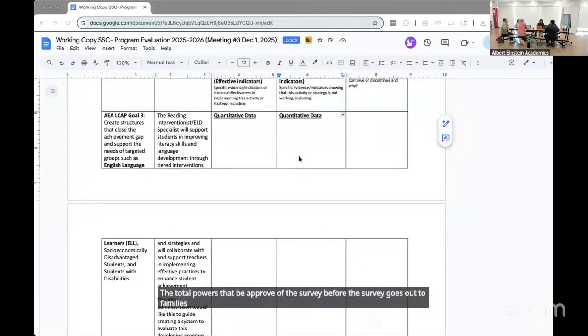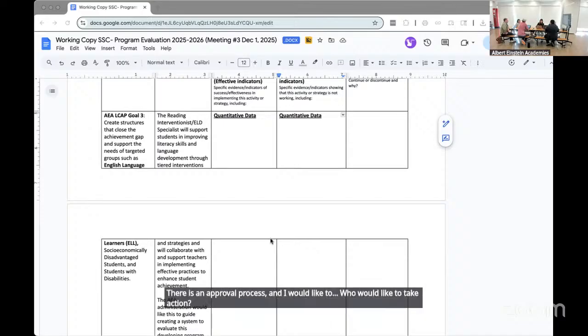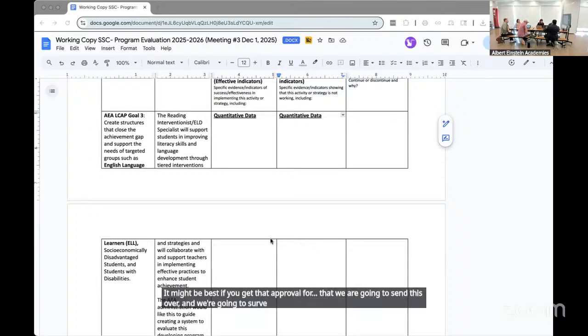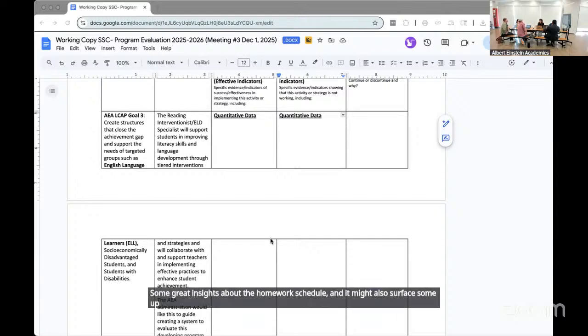That is just one note I want to make sure that I make: there is an approval process, and who would like to take action? It might be best if you get that approval that we are going to send this survey, and we're going to survey the school community of families. We'll have questions that are going to give us information that might surface some great insights about the homework schedule, and it might also surface some upset or discontent. We don't know yet, but the second you ask for opinion, we're going to get opinions.